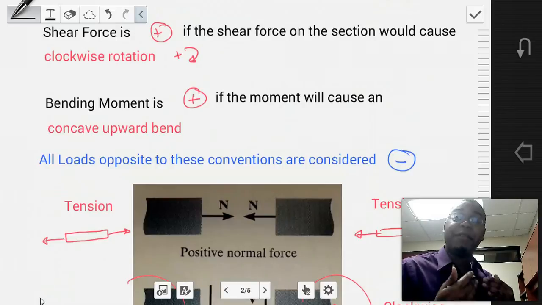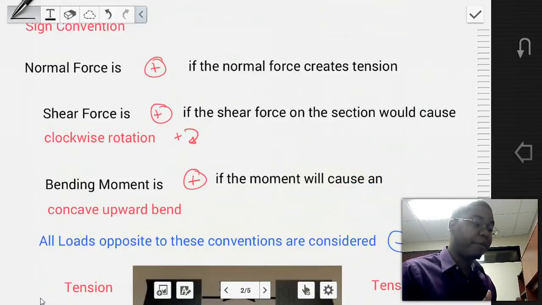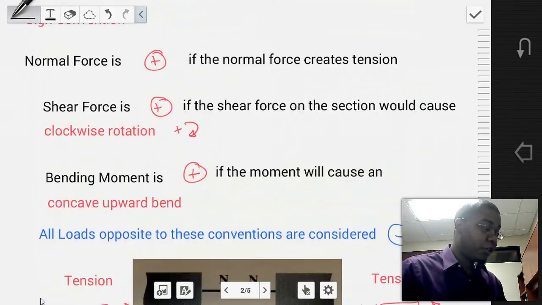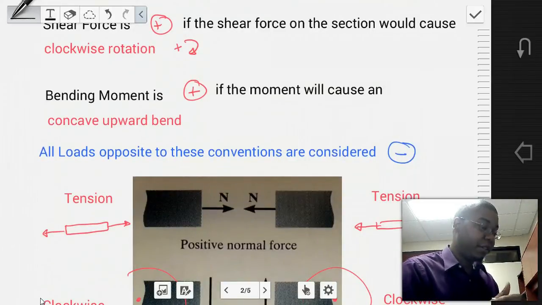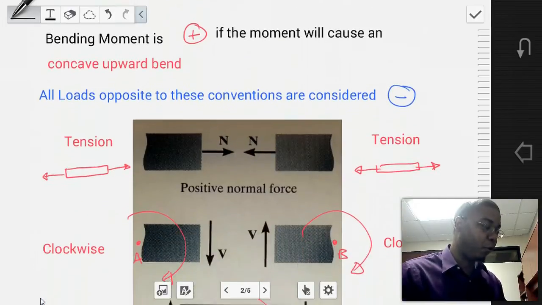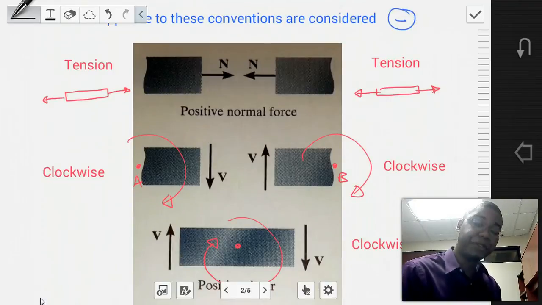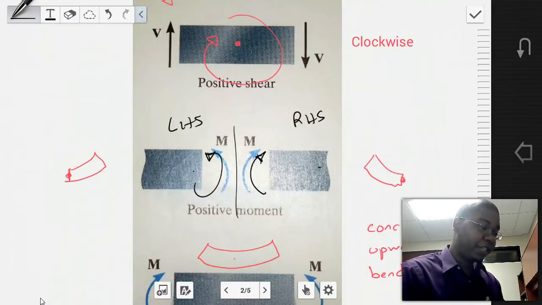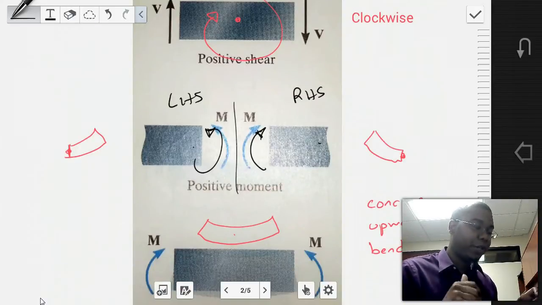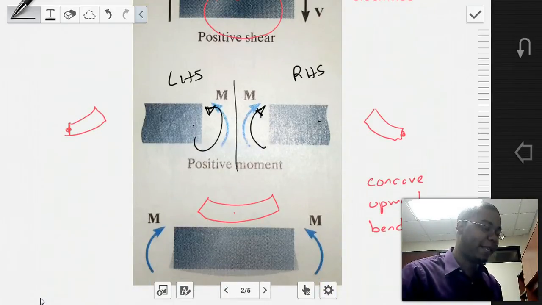And then to identify the negative signs, all loads that have an opposite convention to the ones that we've just identified are going to be considered negative, right? So if the normal force is under compression, then it is a negative value for normal force. If the shear force creates a counterclockwise sense of rotation, then it's a negative shear force. And if the moment creates a concave downward bend, then it is a negative internal bending moment that develops.